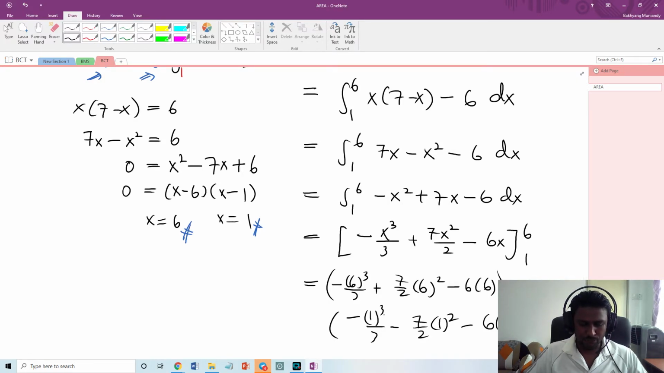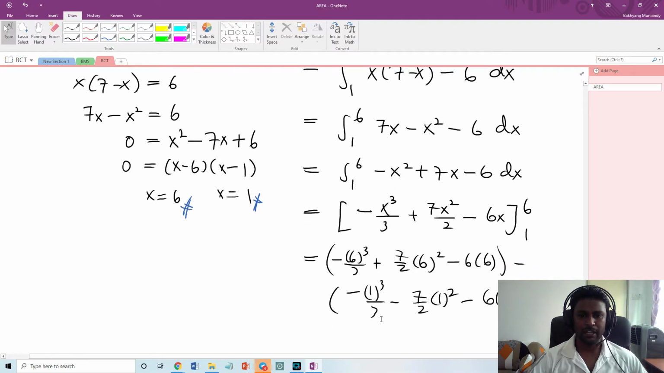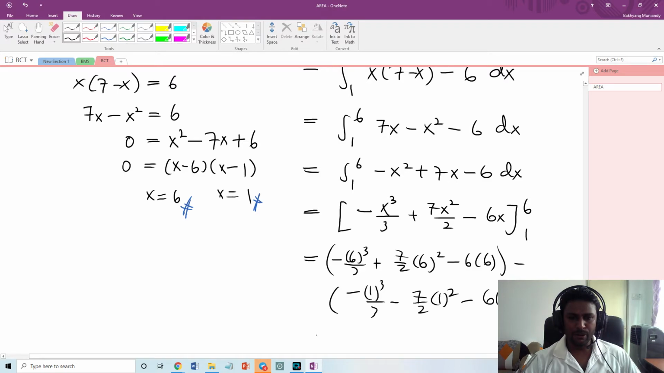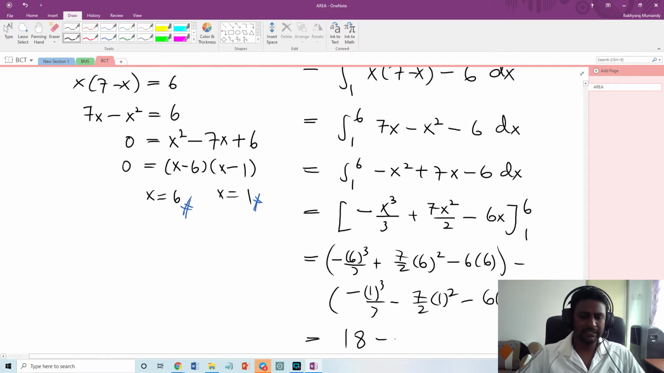So negative 1 over 3 x power of 3 plus 7 over 2 x power of 2 and then minus 6x. Okay, I already put into the calculator. Now I'm going to substitute 6. So when I substitute 6, I get equals to, anyone want to share your answer? Equal? Yeah, correct. I get 18 also. Correct. 18 minus, okay, what when we put 1?